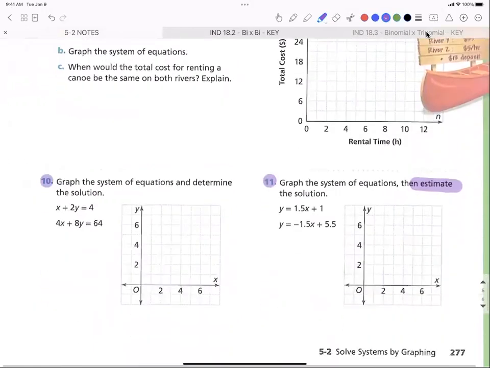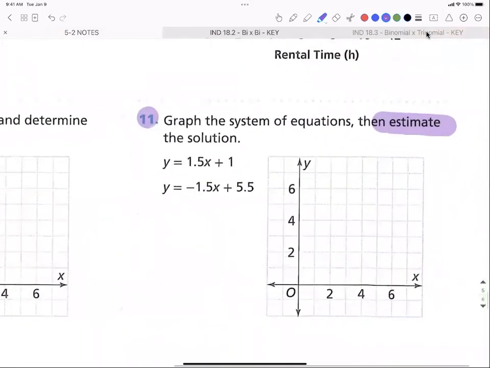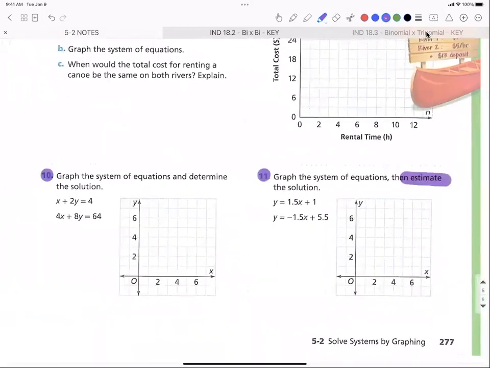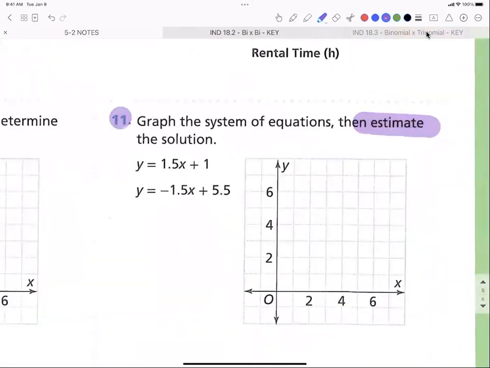Now, something I do want to call your attention to, number 11 says estimate. None of the other ones do. All of the other ones say determine the solution, state the solution, whatever. Why do you think number 11 is estimate? It's got decimals. And you remember when I said, when you're doing your own line, try to make sure your B is on a nice whole number. It just makes life easier. That's why. So here, you're going to just do your best, right? Use the decimals. You're going to estimate.